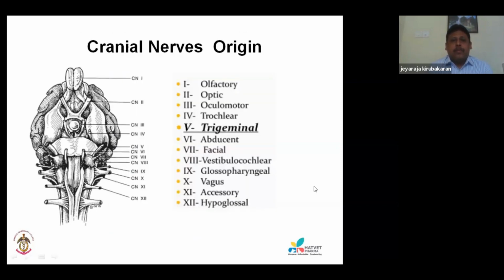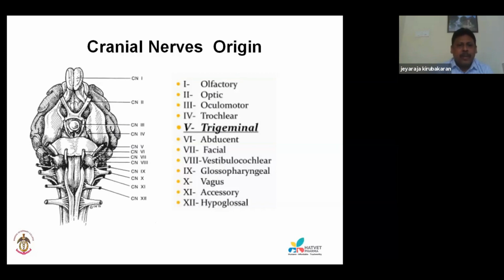And coming to the cranial nerves, you have 12 pairs of cranial nerves, you know that. It starts with olfactory, optic, oculomotor, trochlear, trigeminal, abducent, facial, vestibulocochlear, glossopharyngeal, vagus, accessory, and hypoglossal. You can remember it in any way you like. There are a lot of ways you can remember. You would have studied it in anatomy.